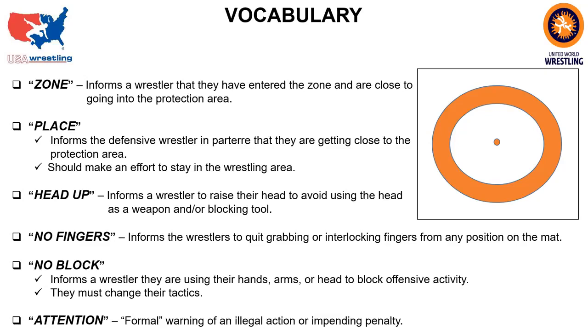And finally, if the wrestlers are not heeding your commands or appreciating your warnings, and they're not adjusting the negative behavior that you're trying to correct, then you can go to a formal warning or an attention. This is where you would stop the bout, and you're going to look at the wrestler and say blue, attention, head up. When you give them a formal attention, you are telling them this is a formal warning of an illegal action, and the next time it's going to be a penalty, i.e. a caution in 1 or a caution in 2.